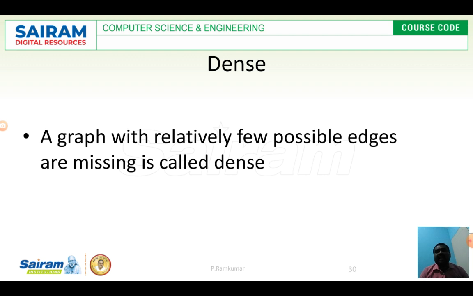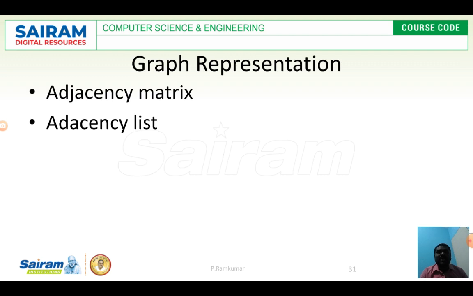Dense means a graph with relatively few possible edges, or missing edges, is called dense, which means that we cannot guarantee that all the vertices will be connected by an edge. Let me assume there are three vertices, 1, 2, 3. 1 is connected with 2, 2 is connected with 3, but 1 and 3 are not connected with each other. This is called dense because some edges are missing. So now 1 and 3 connectivity is missing, so this is called dense.